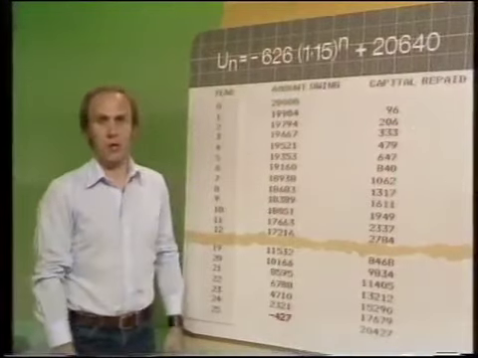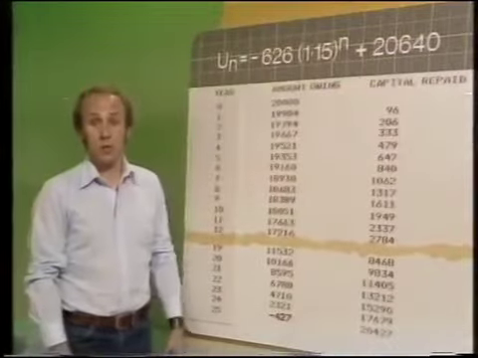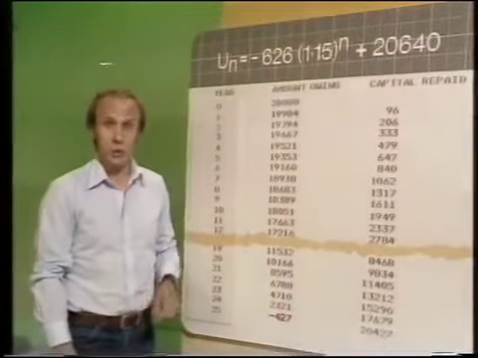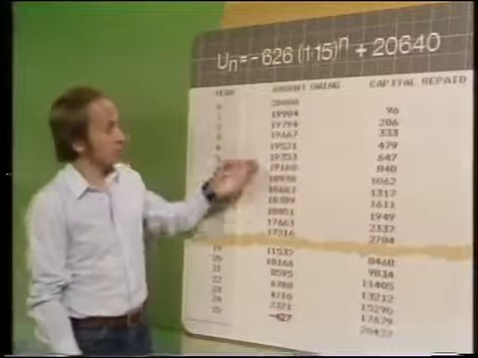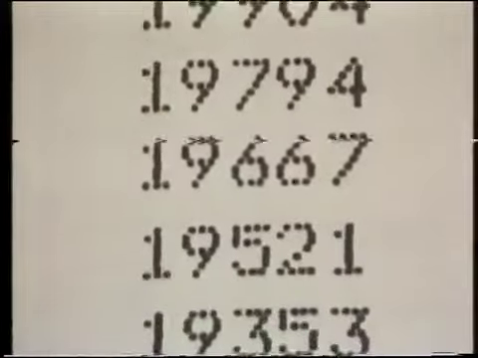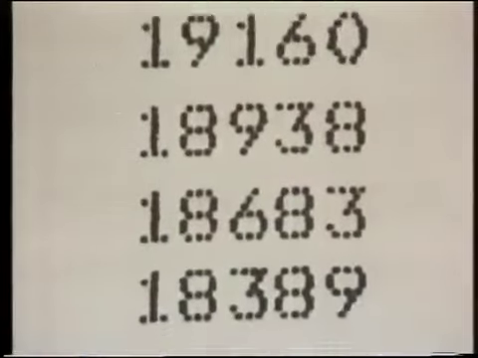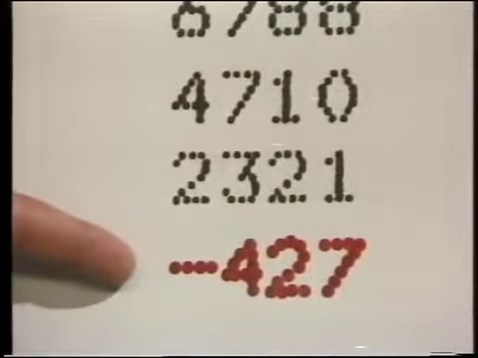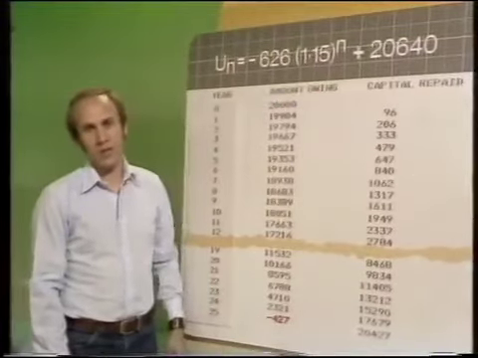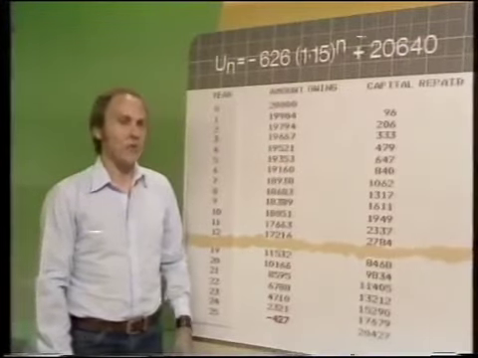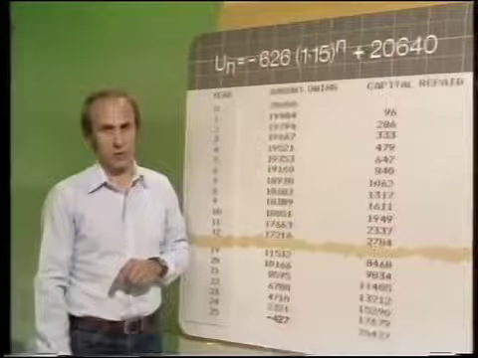Well, one check we might think of is to see whether our model does in fact pay off the mortgage after 25 years. What we want is for this column to go to 0. And in particular, we want U25 to be 0. Well, this is U25, and the minus sign says that we've paid off too much. We've overpaid by £427. So what's wrong? Is the model incorrect? Well, no, it's not, because we've glossed over something.